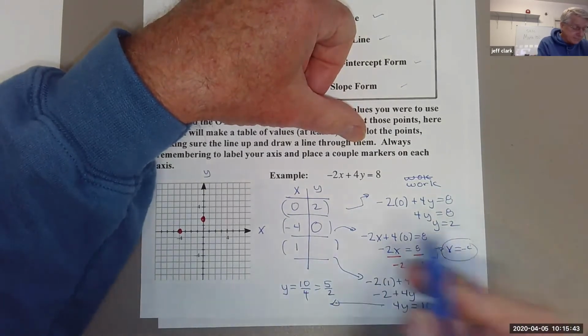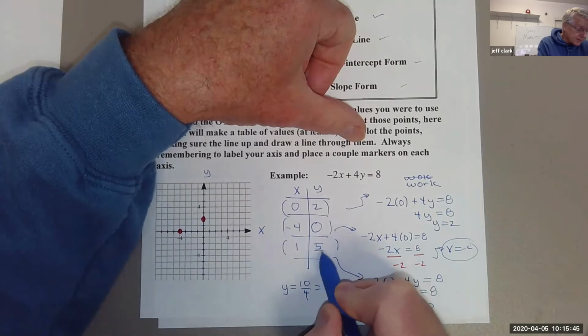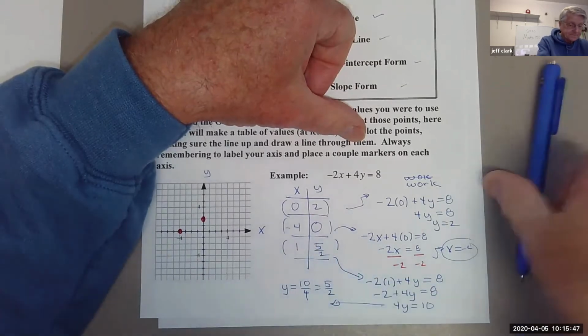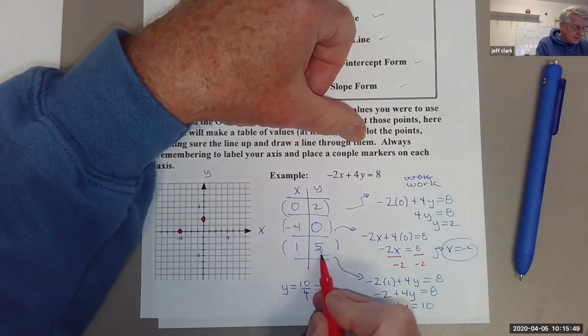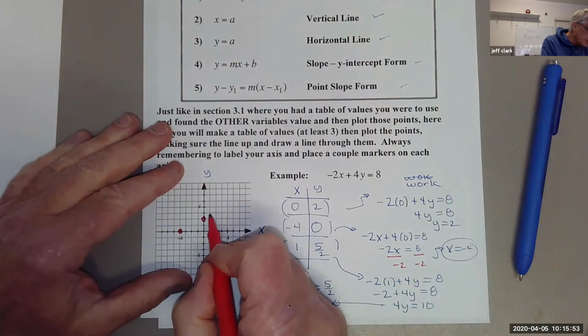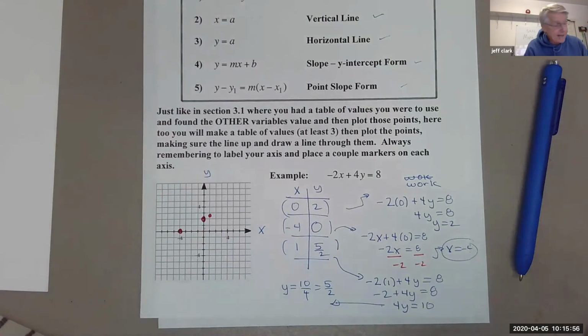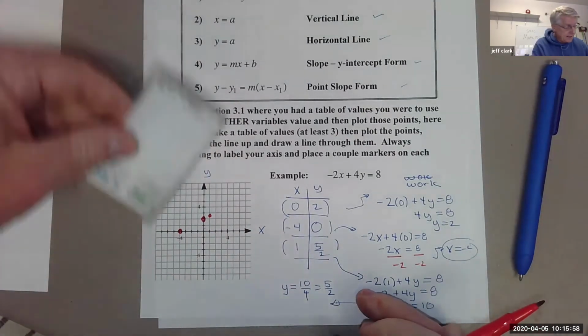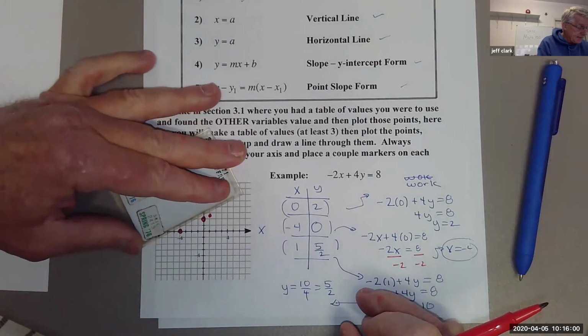So 2 and a half, 5 halves, 2 and a half. 1 comma 2 and a half, 1 comma 1, 2, and a little bit more. Yep, it looks like they line up good enough for me to draw a line through it and then be done.